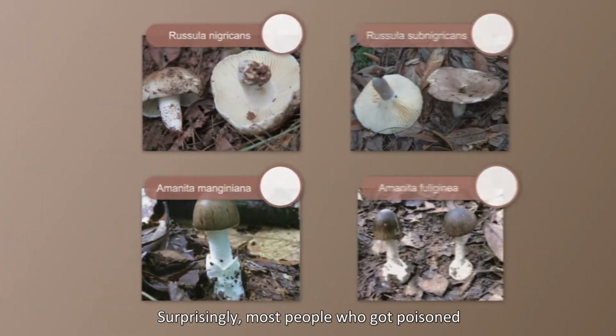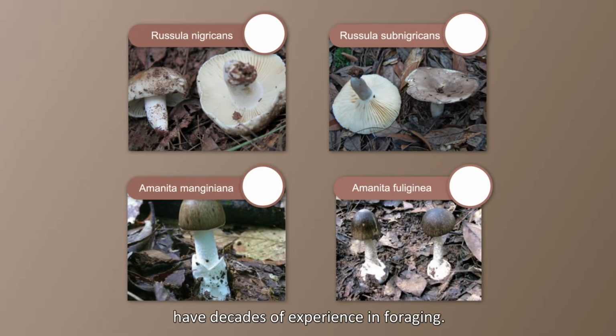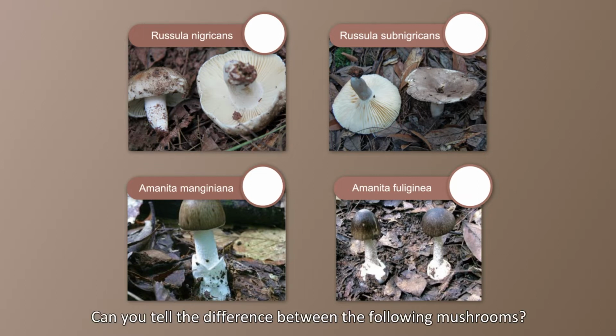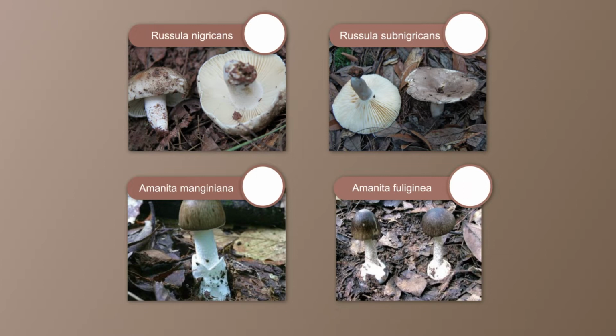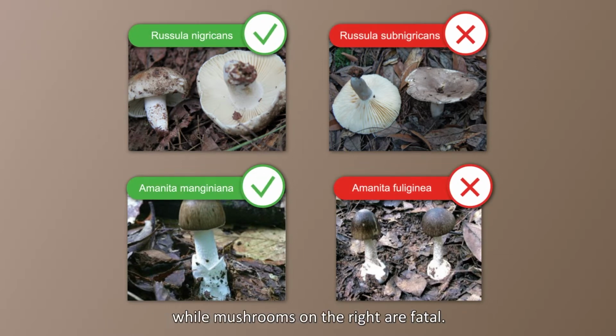Surprisingly, most people who got poisoned have decades of experience in foraging. Why did they still get poisoned? Before answering these questions, let's do a quiz. Can you tell the difference between the following mushrooms? Yes, mushrooms on the left side are completely edible, while mushrooms on the right are fatal. It's hard to tell, right? And that's the reason why so many experienced foragers still get poisoned.